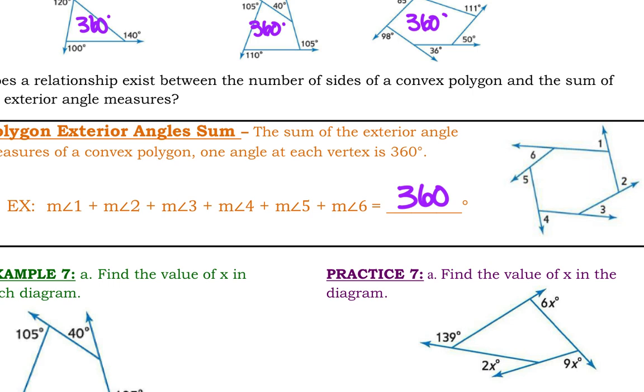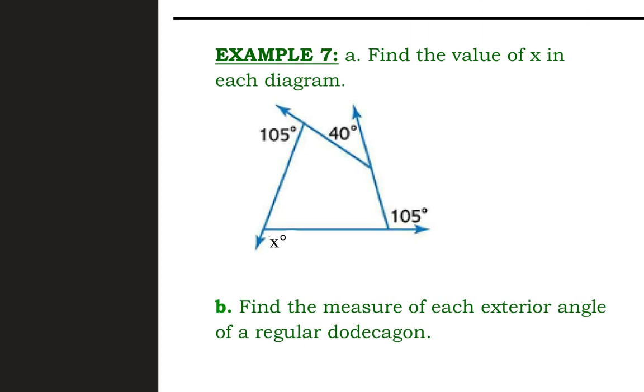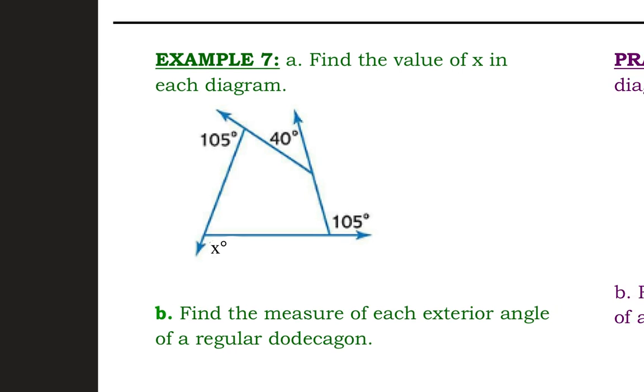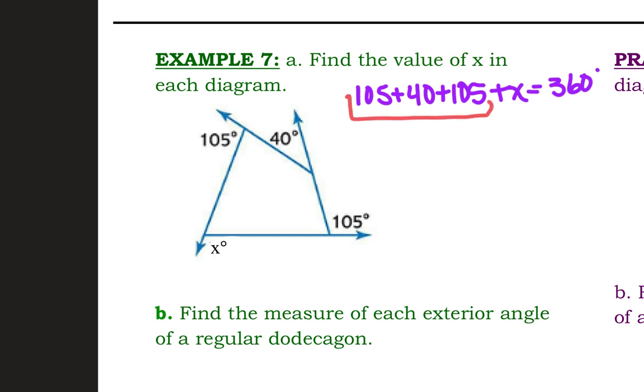Kids don't usually struggle with exterior angles because they all equal the same thing. So we'll just do one of them. Let's do 105 plus 40 plus 105 plus x equals 360. What do we get with the whole numbers? 250. Plus x equals 360. So what's our value of x here? 110.